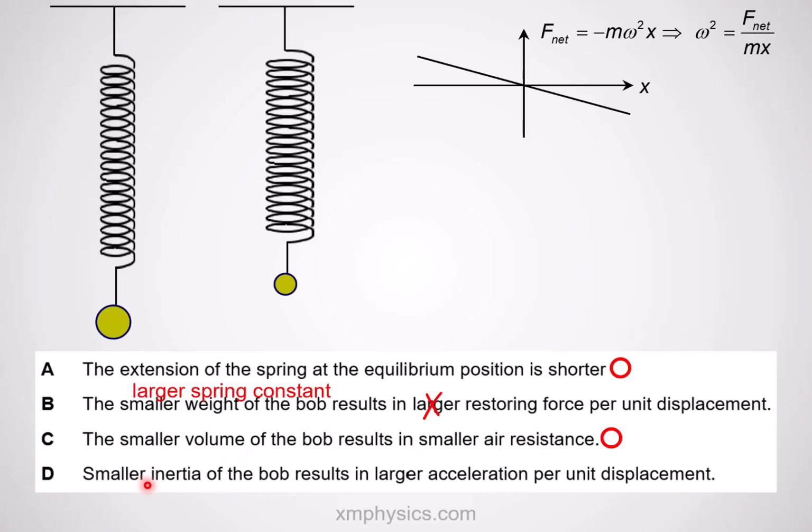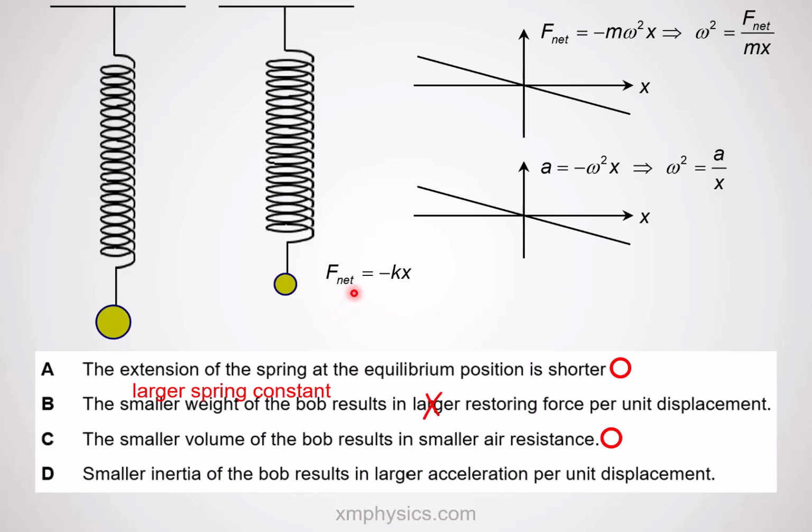Let's look at option D, which says that the smaller inertia of the bob results in a larger acceleration per unit displacement. For any SHM, a is always equal to negative omega square x. So yes, omega square and therefore the frequency of the oscillation is directly related to acceleration per unit displacement. So does the smaller inertia result in a larger a per unit x?